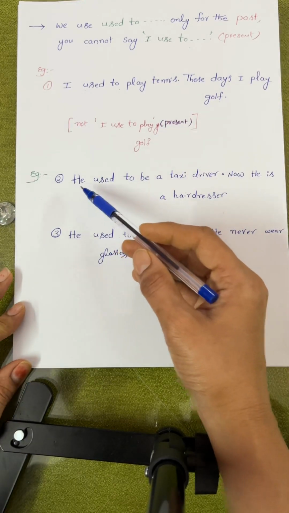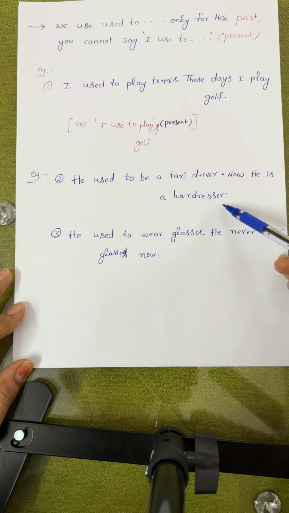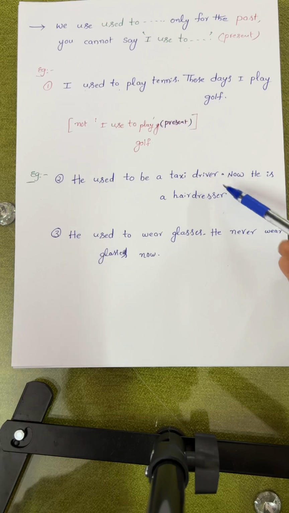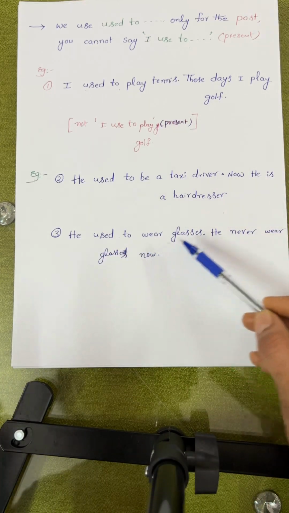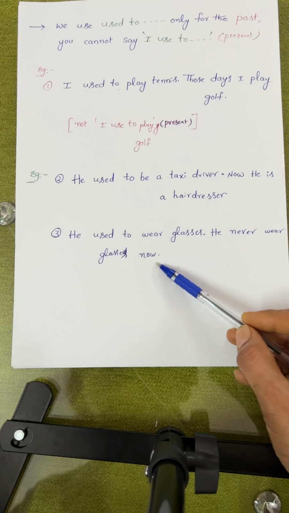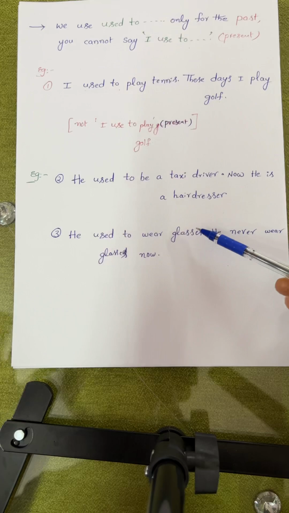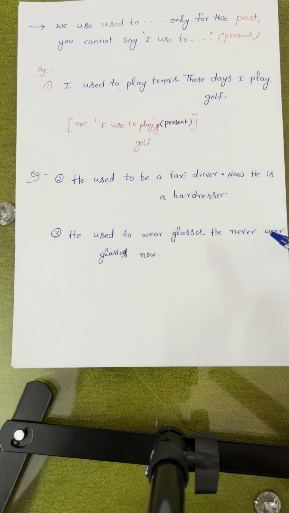Next, he used to be a taxi driver, now he is a hairdresser. It means a few years ago he was a taxi driver, at present he is a hairdresser. He used to wear glasses, he doesn't wear glasses now. It means a few years ago he was wearing glasses, at present he doesn't wear glasses. Thank you.